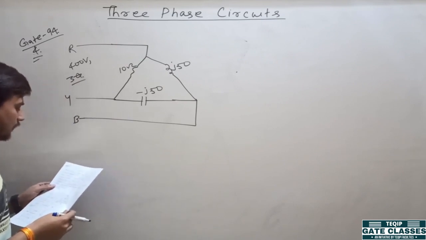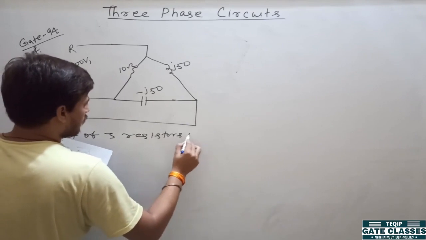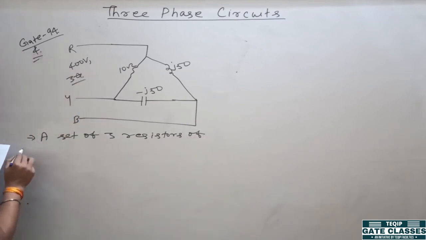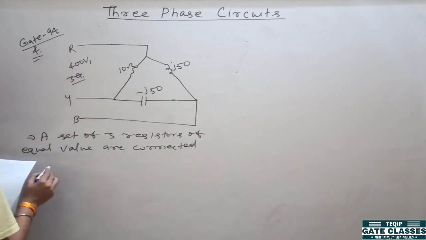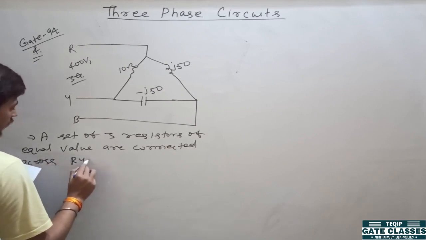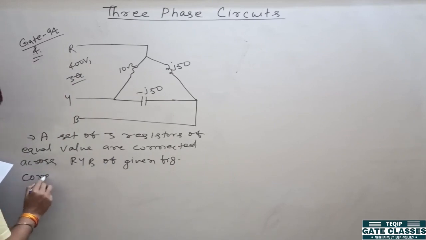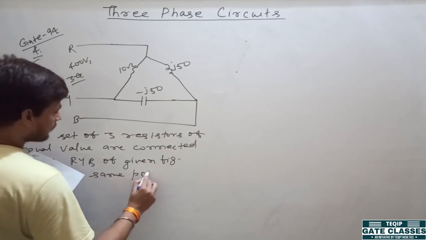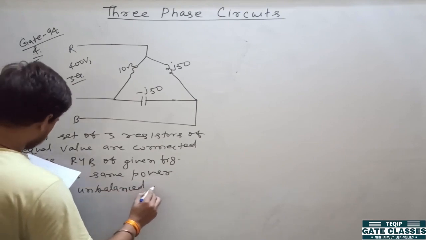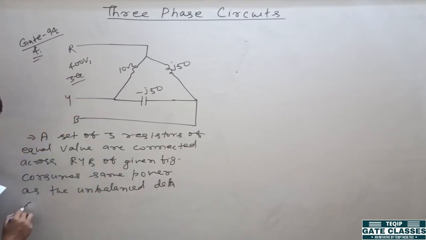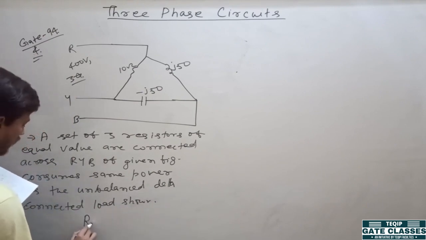Now they are saying that the question is: given a set of three resistors of equal value connected across R, Y, B of the given figure, it consumes the same power as the unbalanced delta connected load shown. Find Rx equal to what?